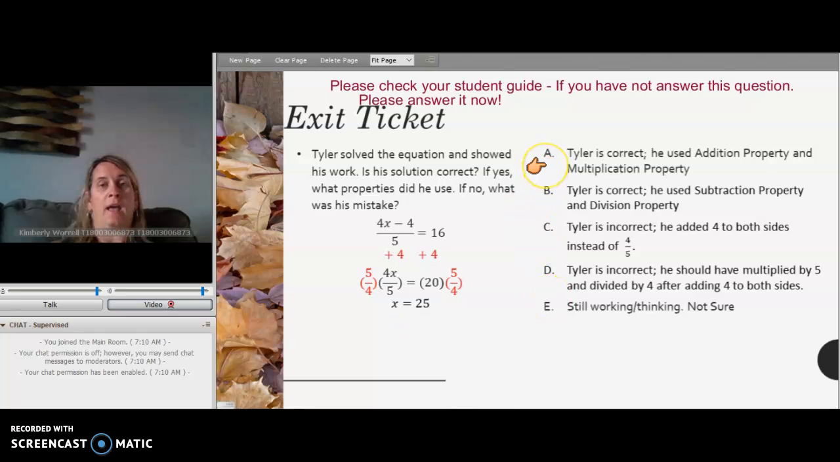So your choices are A, Tyler is correct. He used the addition property and the multiplication property. B, Tyler is correct. He used the subtraction property and the division property. C, Tyler is incorrect. He added 4 to both sides instead of 4/5. And D, Tyler is incorrect. He should have multiplied by 5 and divided by 4 after adding 4 to both sides. Okay. We don't have to worry about E, still working, not sure, because you're going to pause the video now, and when you're done answering the question, you're going to hit play.